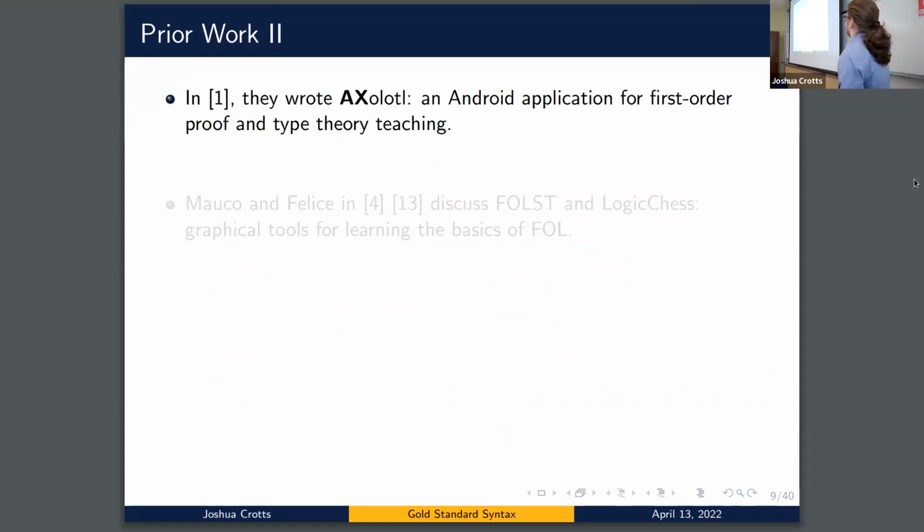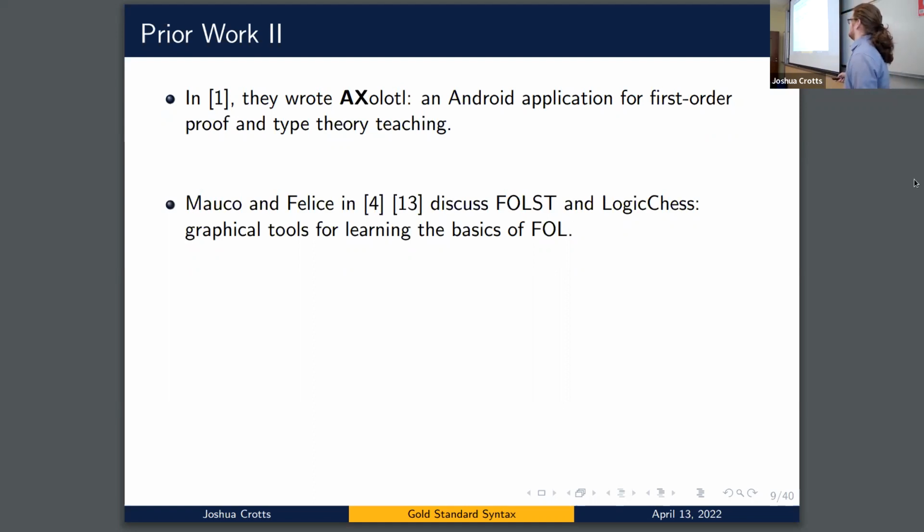Okay. Another interesting tool, and it's interesting because it's an Android application. Everything we've seen thus far is either a desktop or a web application. Axolotl is a first order proof and type theory application. It's for more advanced students, but we put it in there because it does have a fixed style natural deduction proving system.